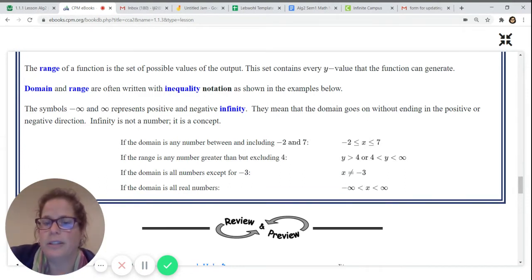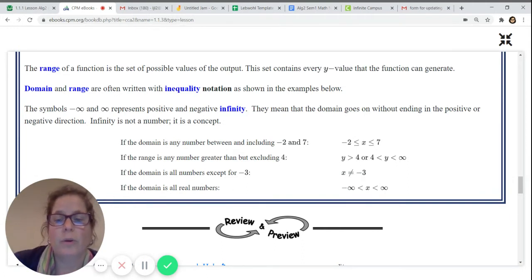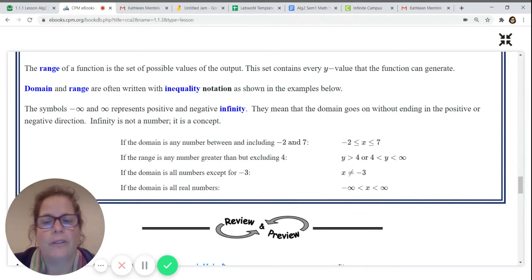Sometimes you want to describe domain and range by describing what those values can't be. So for example, in this case, if the domain is everything except -3, the easiest way to describe it is x can't be -3. Everything else is fine. And then finally, what if it can be anything? If x can be any number, you could say all real numbers, and here we have it saying as low as -infinity, or as high as positive infinity. It goes forever in either direction.